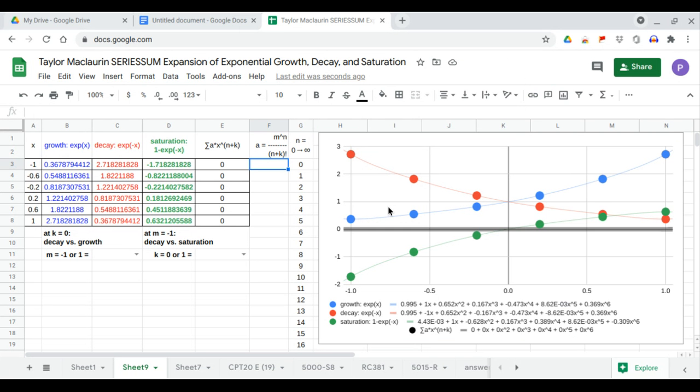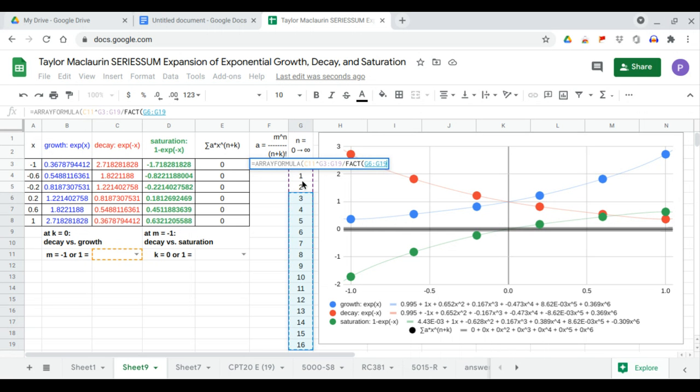Now we continue with the coefficient. So our formula, that's m to the power n. So m raised to the power n, which is this value. That's the numerator. Divided by factorial n plus k. So n plus k.